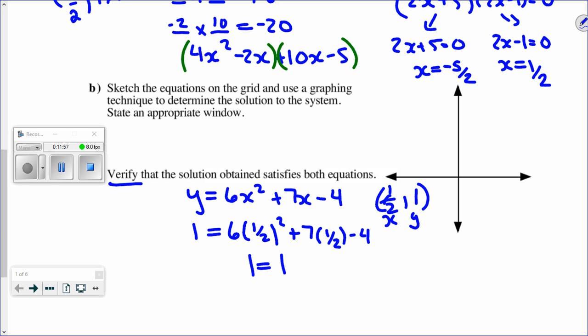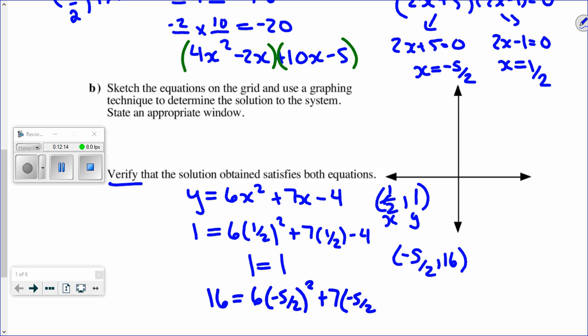Verify the second point, and really you just have to do 4 verifications. So you're going to check it in this equation, check the second point, negative 5 over 2 and 16. 16 equals 6 times negative 5 over 2 squared plus 7 times negative 5 over 2 minus 4. We should be getting 16 equals 16 when you type that in. Then you can do it again a second time just to be sure. If left side equals right side, we have a good solution.